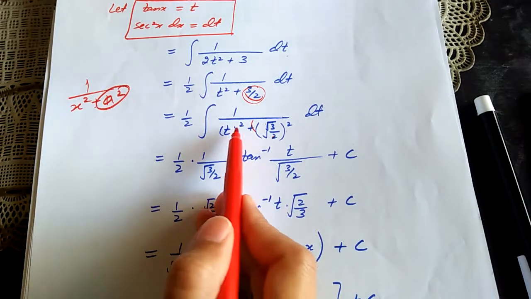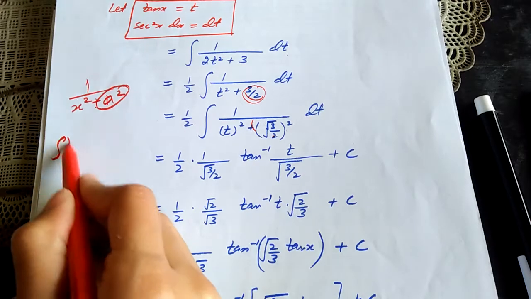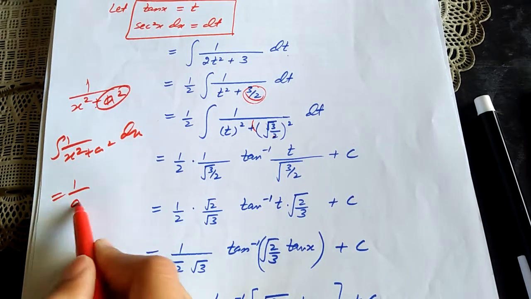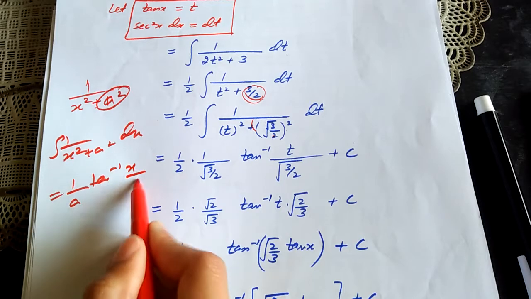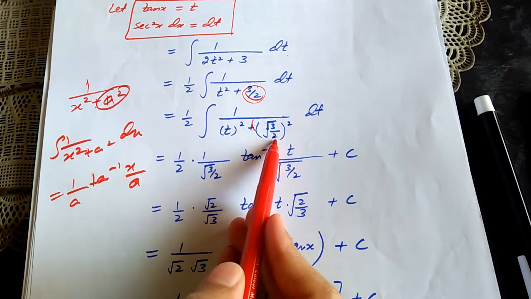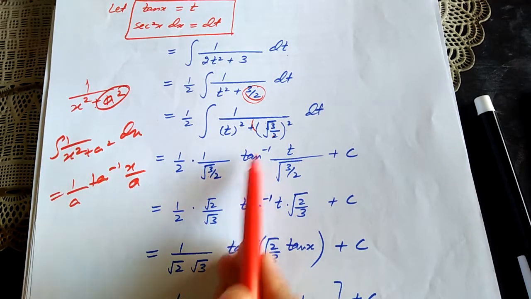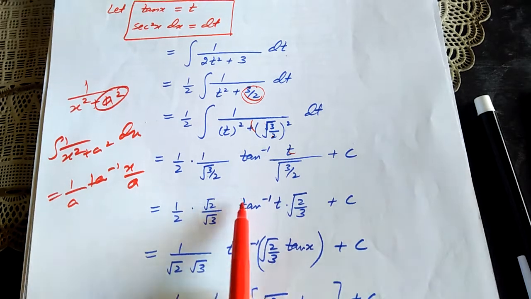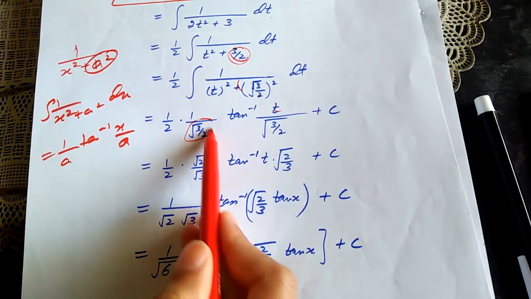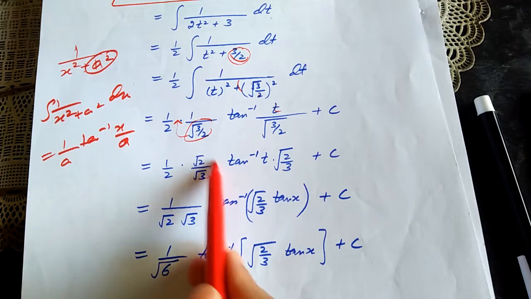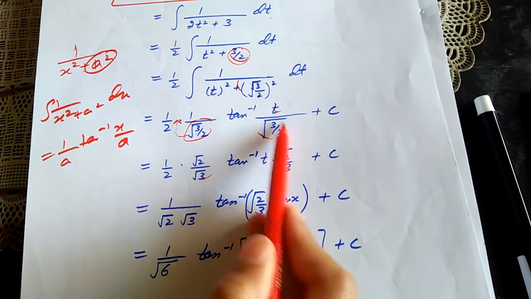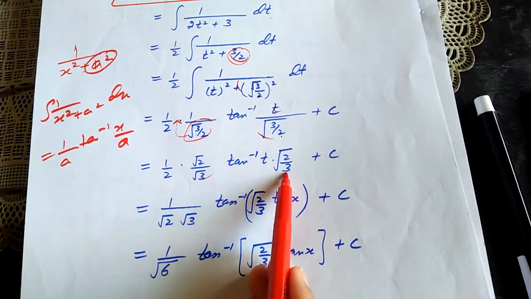Now this is the formula for integration of 1 over x square plus a square dx. It has the formula 1 over a tangent inverse x over a. A is under root 3 by 2. So 1 over under root 3 by 2 tangent inverse 3 over under root 3 by 2 plus c. Rearrange the terms. This is in the denominator, so it will move up. We just take the reciprocal if we move it up, and this 3 by 2 will also become 2 by 3.